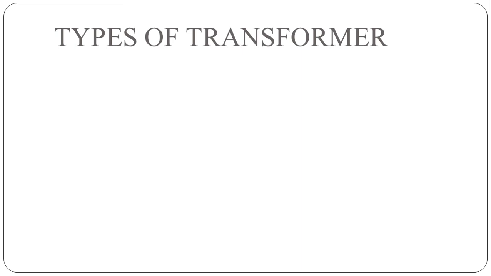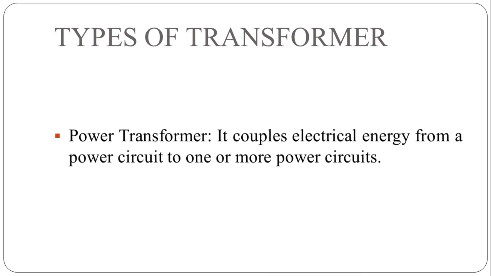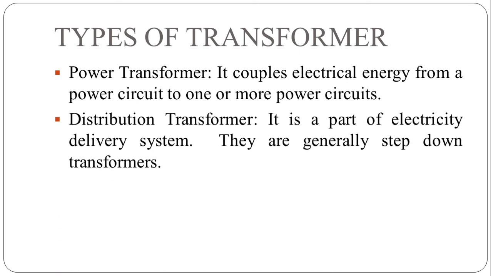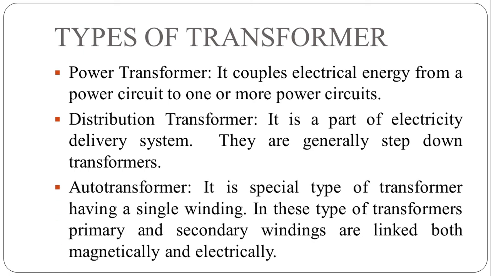Okay, now I tell you the various types of transformer. First is power transformer. It couples the electrical energy from a power circuit to one or more power circuits. Next is distribution transformer. It is part of electricity delivery system. They are generally step-down transformers. Next is auto transformer. It is a special type of transformer having a single winding. In this type of transformer, primary and secondary windings are linked both magnetically and electrically.